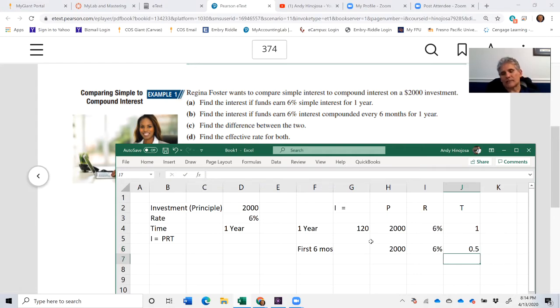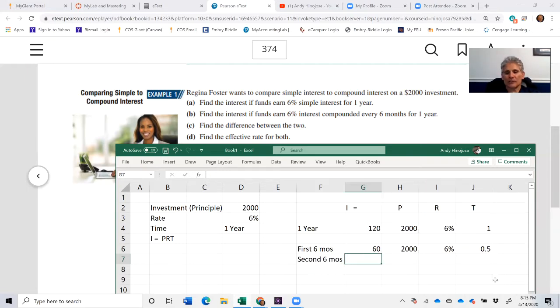But now time is not 1, it's 0.5. Why? Because it's 1 divided by 2 periods in 1 year, because we're doing it every 6 months. So we're going to take the time, number 1, and divide it by 2 every 6 months. That's 1 divided by 2, 1/2, okay? So 0.5. So you're saying, okay, well, look, that was exactly half of the year. But now when we look at the second 6 months, the principal is going to change this way.